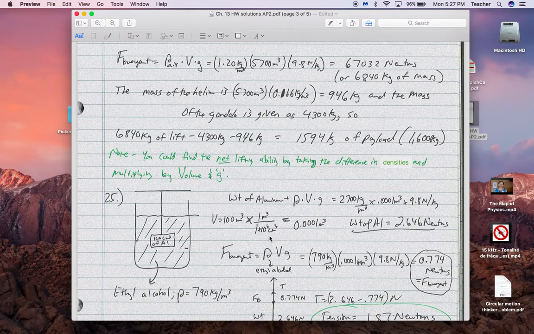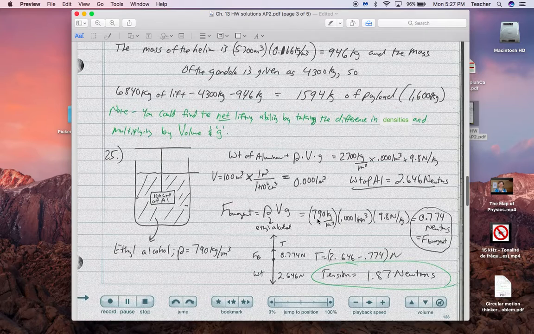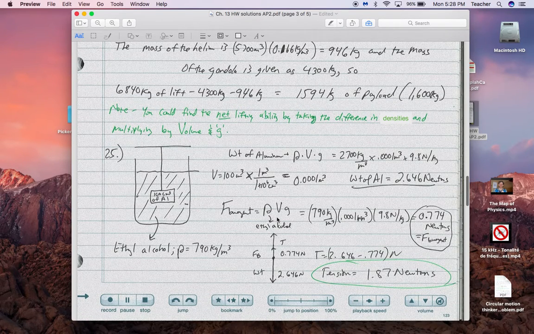So it said it was 100 cubic centimeters, but there's 1,000,000 cubic centimeters in 1 cubic meter. So make sure you know how to do those conversions. And you just didn't put 1 to 100. That's meters to centimeters, not meters cubed to centimeters cubed. Anyhow, that's 1/10,000th of a cubic meter. And so the weight of the aluminum is 2.646 newtons. The buoyant force is equal to the density of the alcohol multiplied by the volume that's displaced multiplied by G. So that's 0.774 newtons. So the tension is going to be the difference between those, and that's 1.87 newtons. Like I said, I'd look over this problem. That is a really nice one to think about.